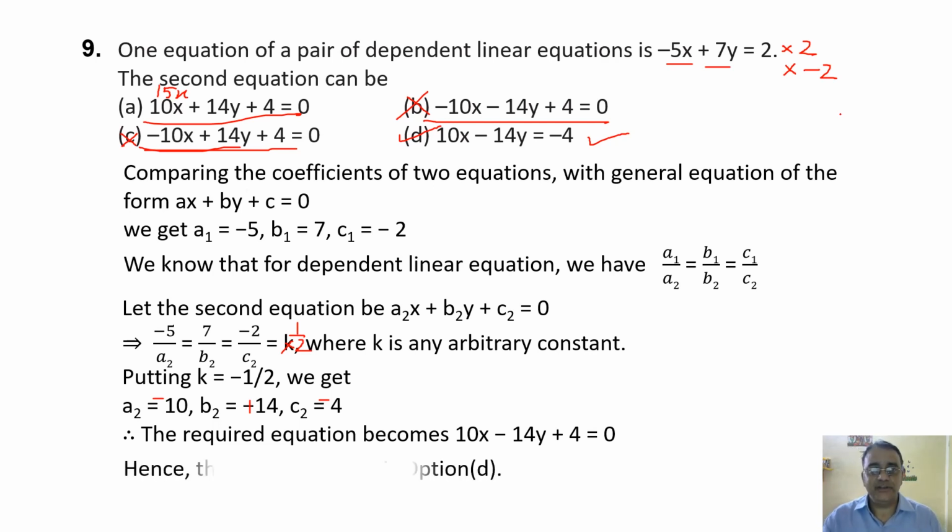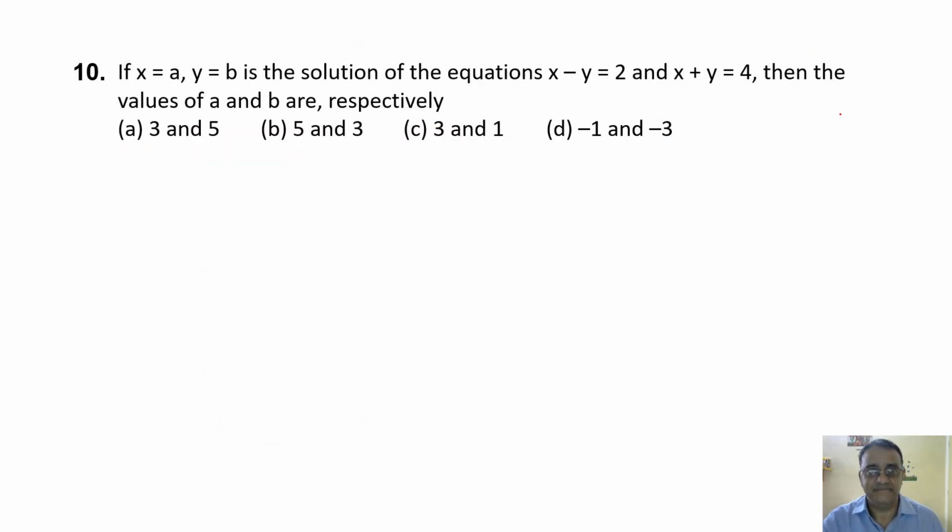So now we are moving toward question number 10. If x is equal to a, y is equal to b is the solution of the equations x minus y is equal to 2 and x plus y is equal to 4, then the values of a and b are, respectively. That means we need to solve these two equations. Okay? ये दोनों इक्वेशन को सॉल्व करना पड़ेगा.